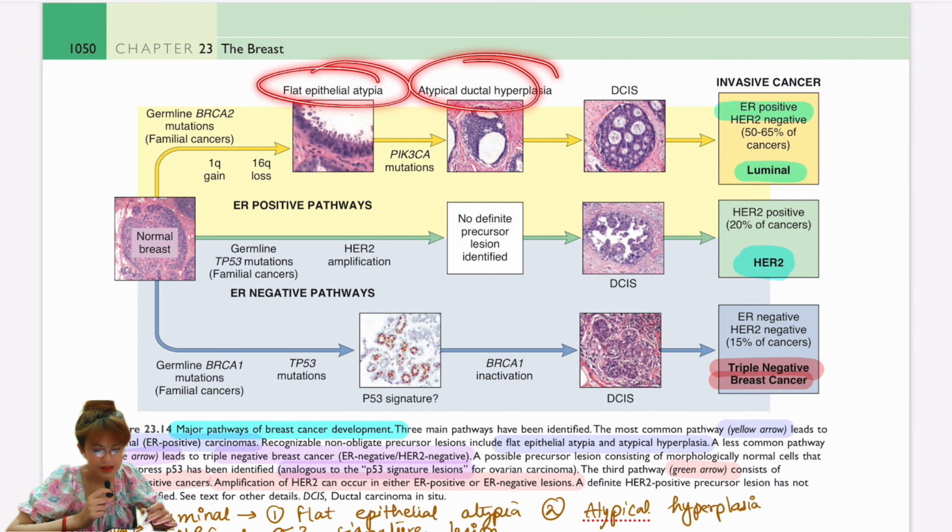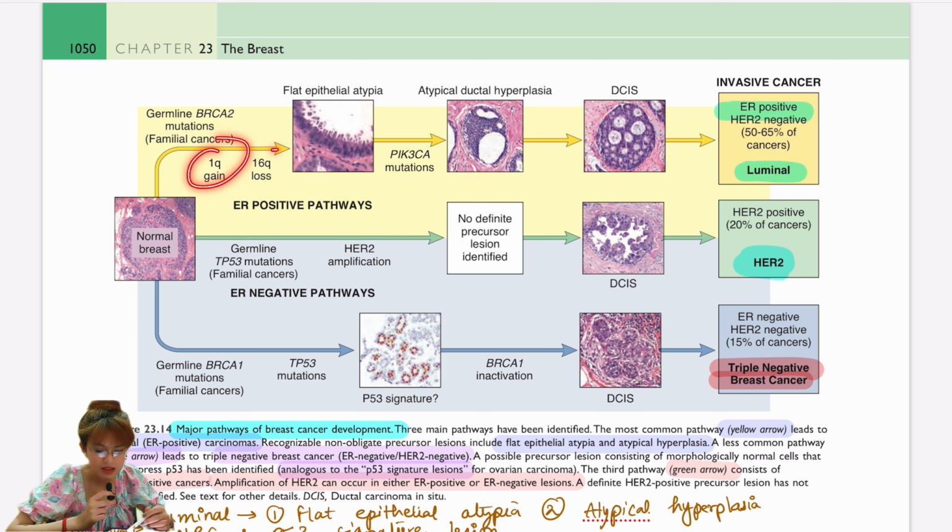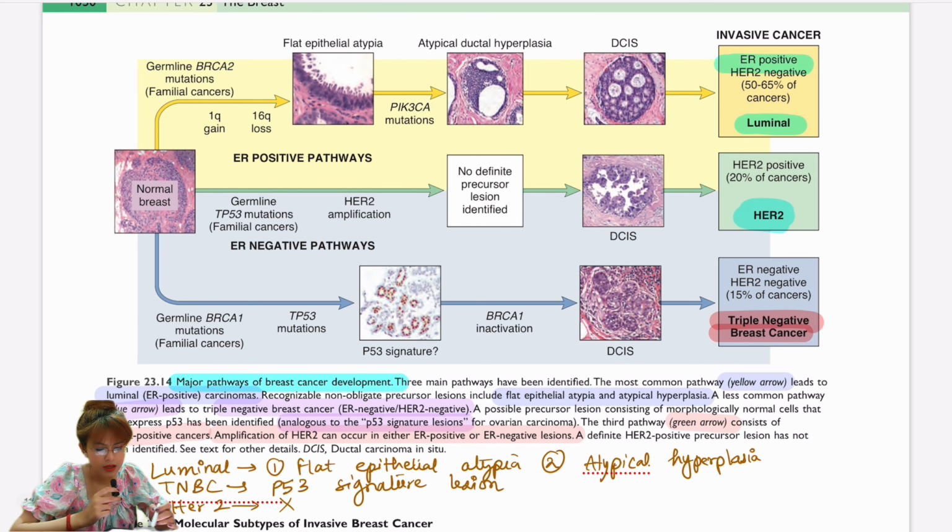Here you can see that there are PIK3CA mutations and 1q gain, 16q loss, leading to flat epithelial atypia, after which there is a PIK3CA mutation which leads to atypical ductal hyperplasia, after which there is DCIS, which ultimately leads to luminal invasive carcinoma. If you talk about the HER2 pathway, then there are germline mutations in TP53 which lead to HER2 amplification. There is no precursor, but there is DCIS, and then it ultimately leads to HER2 neu cancer.